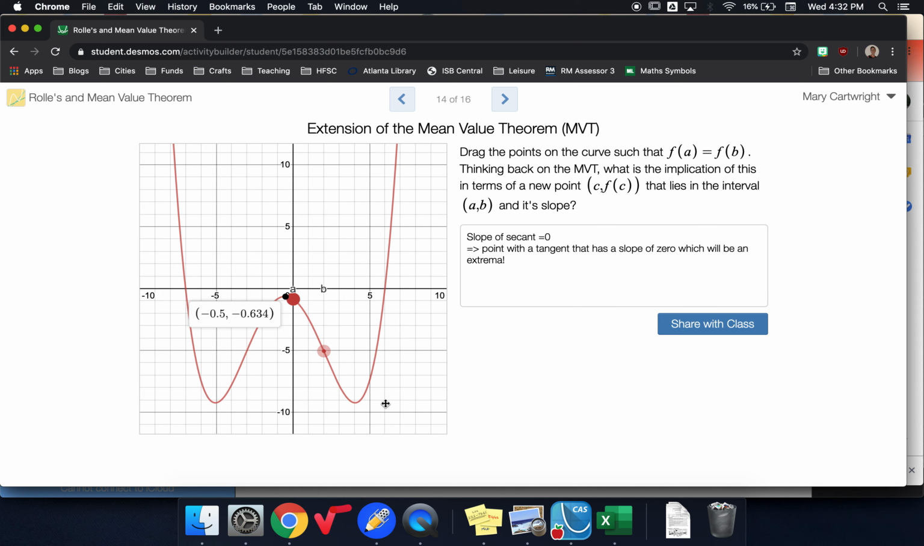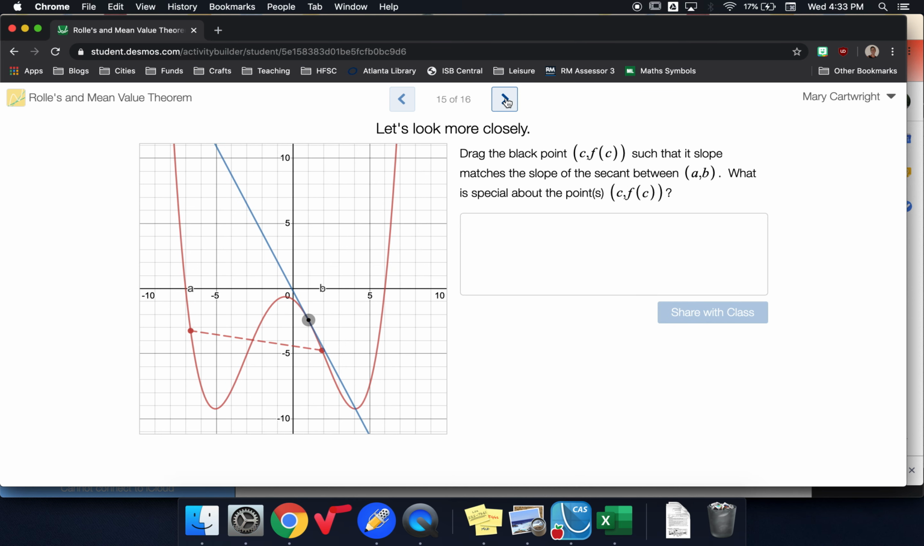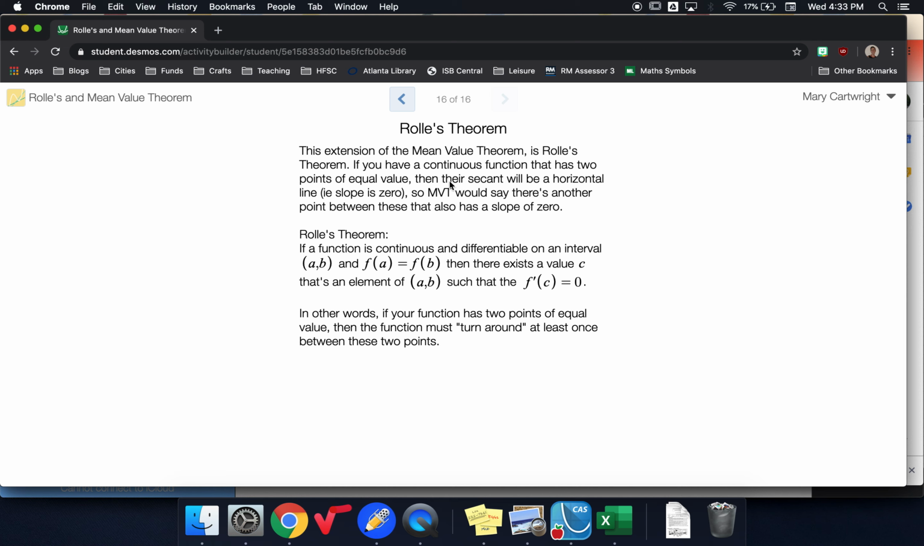Similarly, if I had taken my point a, I restricted where a could be. All right, let's see. Can I bring b over here? Nope, I also restricted where b could be. Had I put b over here, though, I would have found this as my point c, and it would have been my minimum. So this extension of mean value theorem is what we called Rolle's theorem.